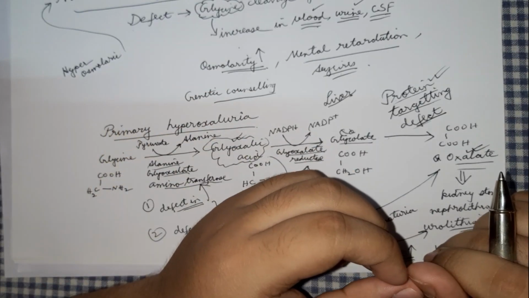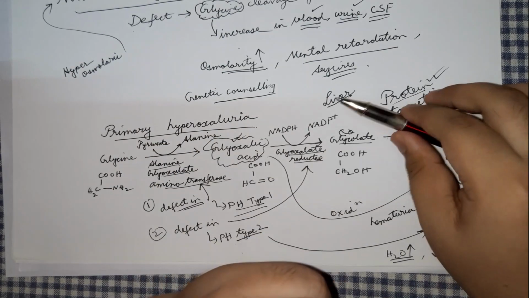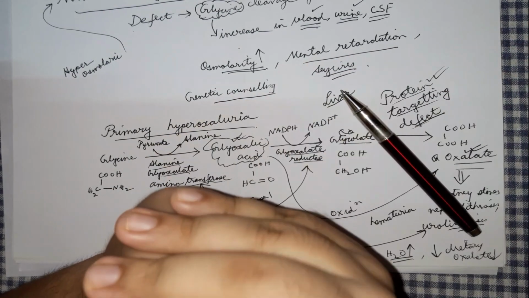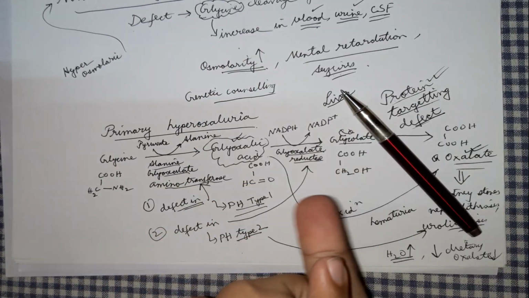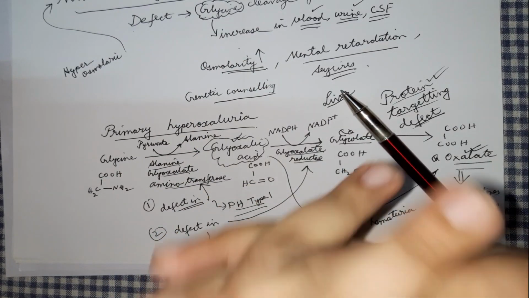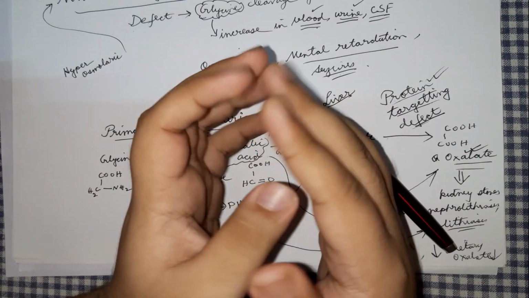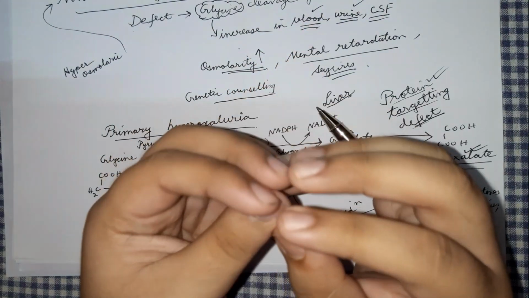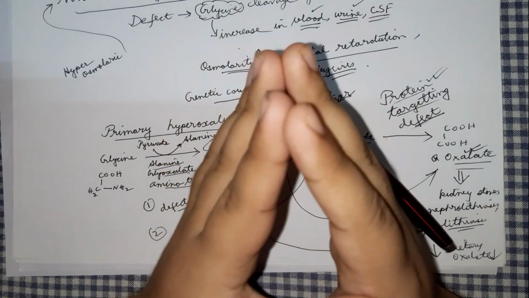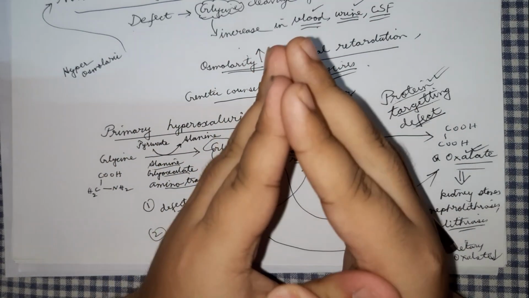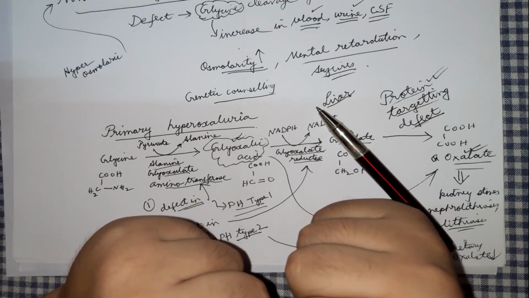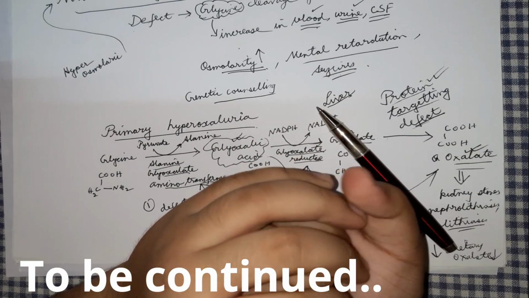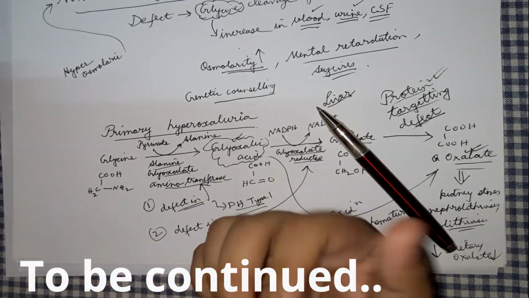So that is all about primary hyperoxaluria, and that is also all about the metabolic errors in relation to glycine, right? So next time we'll be starting with the next amino acids. Today we studied about the concept of glucogenic and ketogenic amino acids, and we also studied about the metabolism of the amino acid glycine as a whole. So in the next video we'll be seeing about the different other amino acids and their metabolism, right?